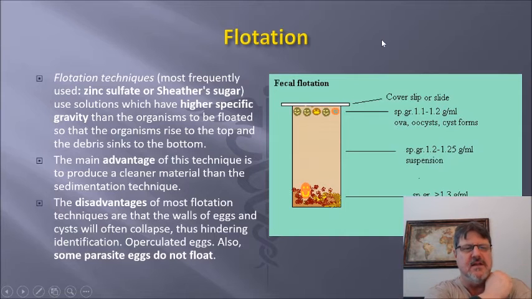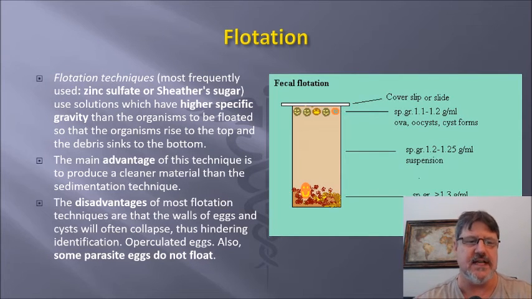Flotation, zinc sulfate is a very common one, for example. You use a zinc solution that has a higher specific gravity than the organisms, and so the organisms actually rise to the top while all the debris sinks to the bottom. You put a little cover slip on the slide and the parasites will be there. This is a good technique for a very clean looking parasite slide.